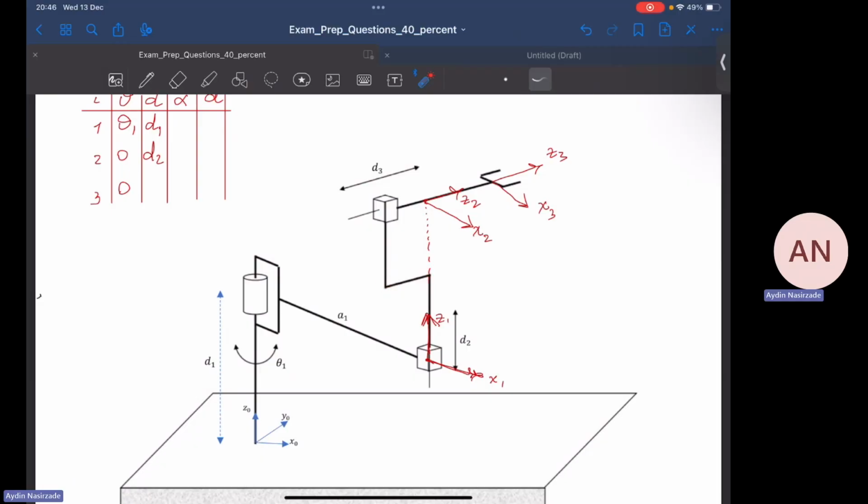Some literatures treat this configuration differently. Let's assume this is given as A2. Some literatures treat it as D3 plus A2. But no, we don't do it here. We are done with only D3. We have to write D3 here because we assume that this A2 length is included inside D3.